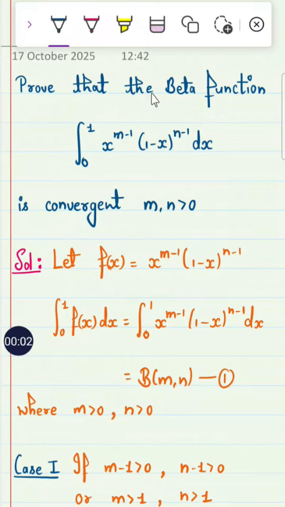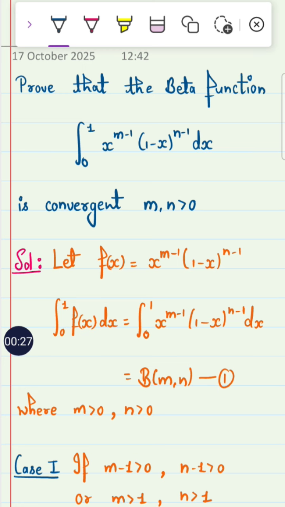Friends, today we will discuss the beta function, the integral from 0 to 1 of x to the power m minus 1 times (1 minus x) to the power n minus 1 dx. This is the beta function and we will prove that it is convergent for m and n greater than 0. Now let us define f(x), so that the integral from 0 to 1 of f(x) dx is equal to this beta function, taking the first equation.